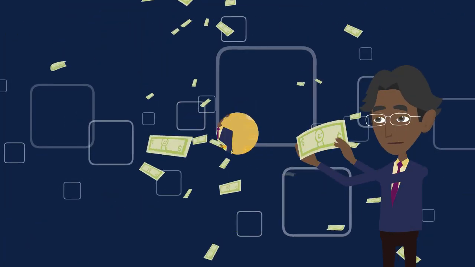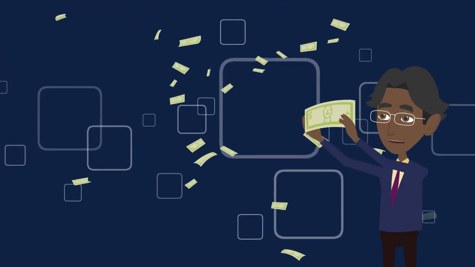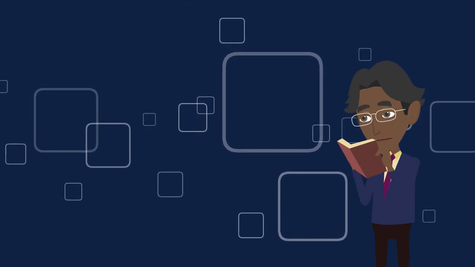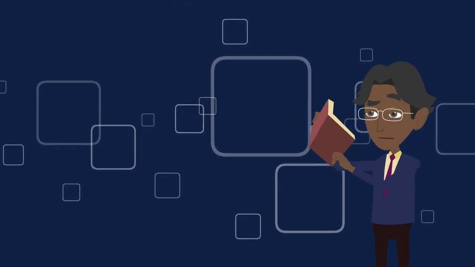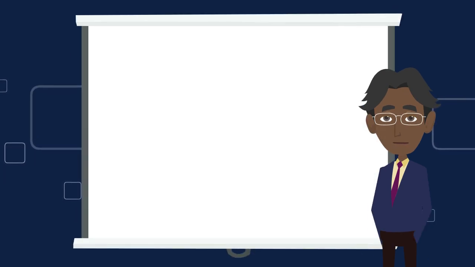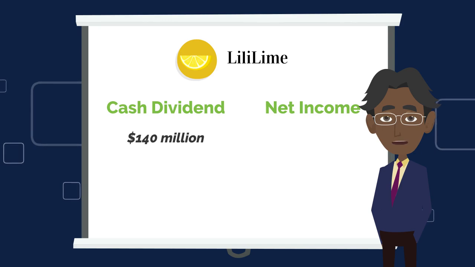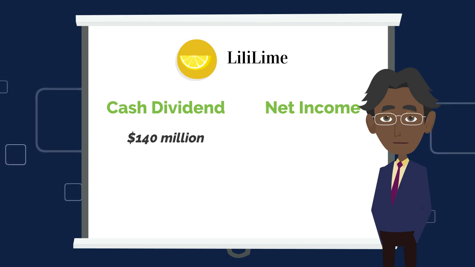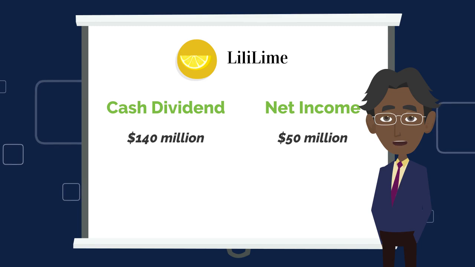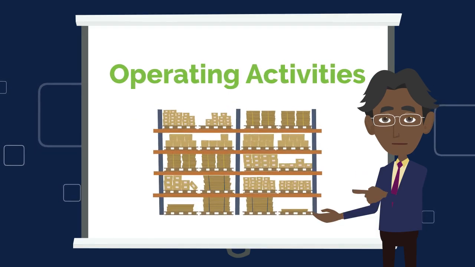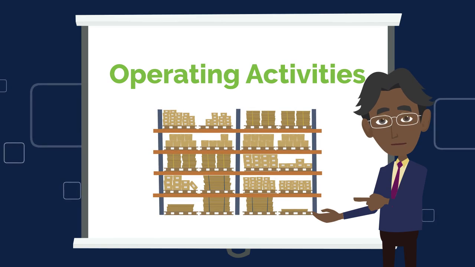How do you think companies afford larger cash payments than their current year income? It's actually pretty common. But where do they get the money from? For example, how would apparel company Lily Lime pay for a $140 million cash dividend when it only made $50 million net income? Let's study the operating activities of the statement of cash flow to answer the question.